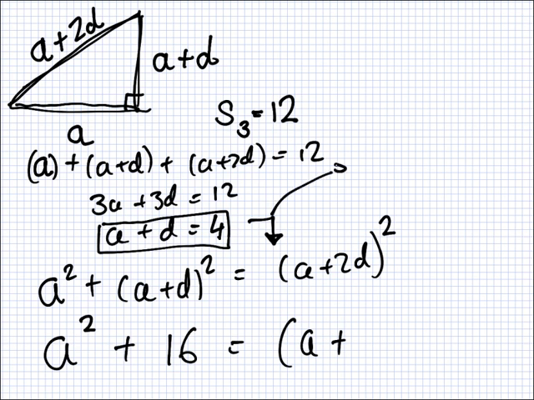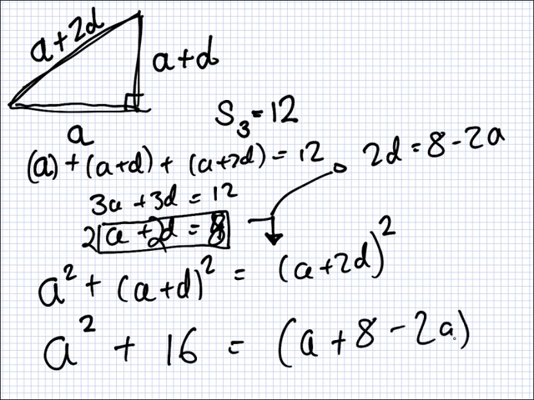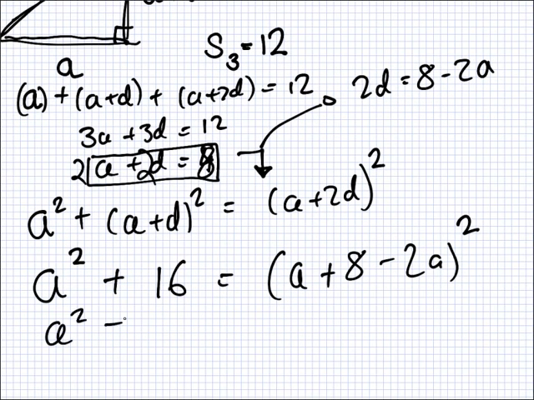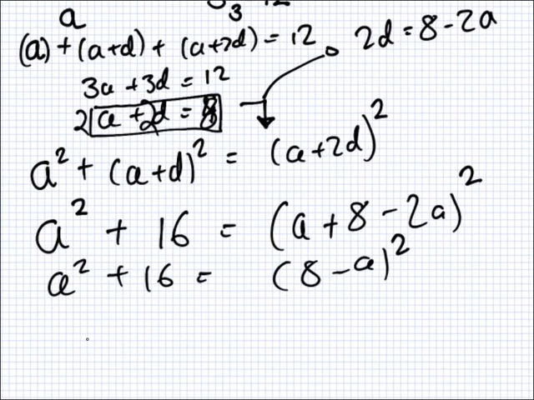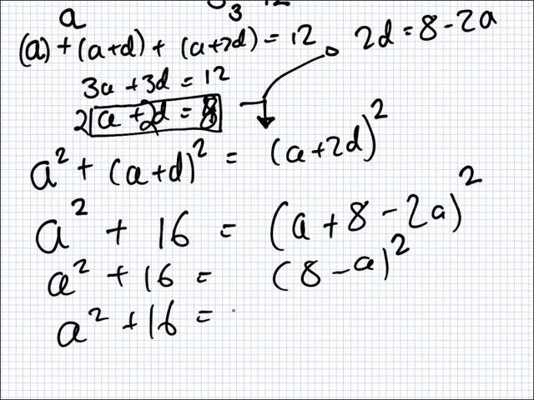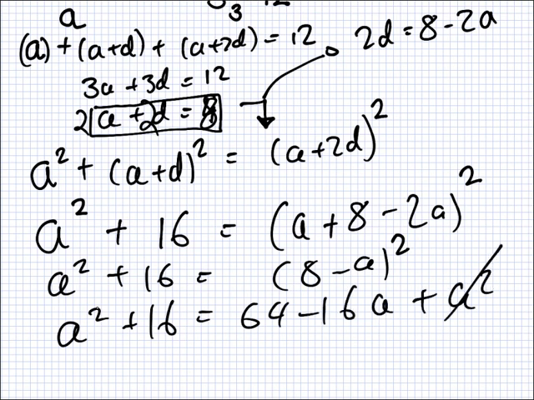So, hang on, let me just put it over here. 2D equals 8 minus 2A, because I just multiply by 2. And I get 8 minus 2A. So plus 8 minus 2A squared. Yeah? So I get A squared plus 16 equals 8 minus A squared. A squared plus 16 equals 64 minus 16A plus A squared. Cancel. Cancel. 32A equals 64.